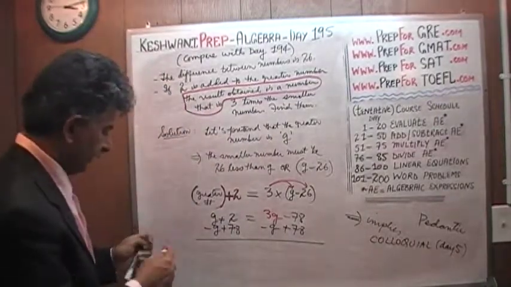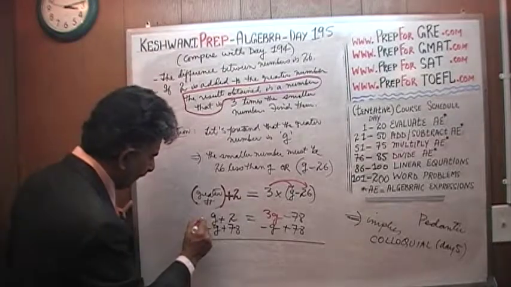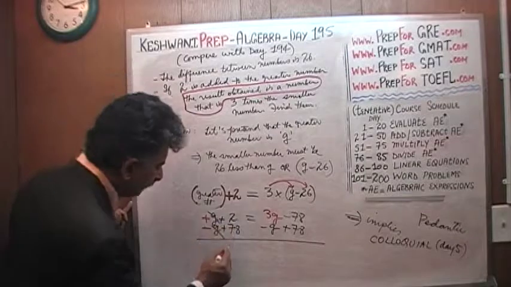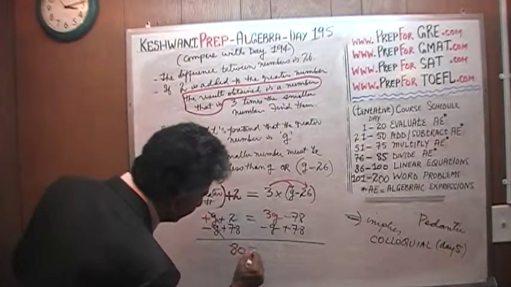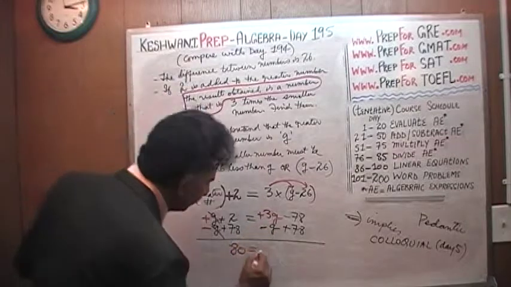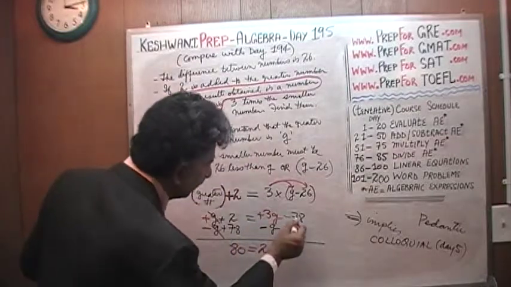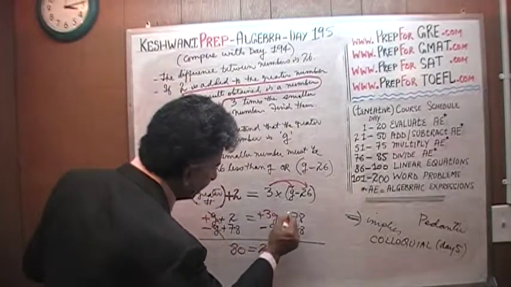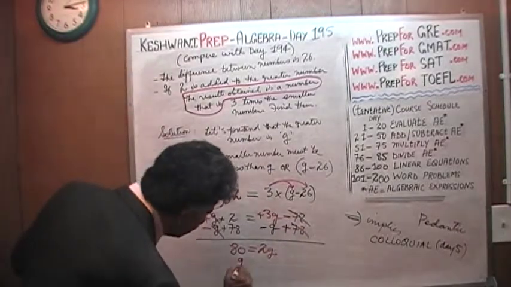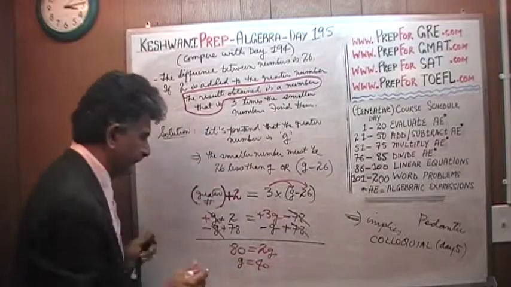So here we have a positive g and a negative g. They cancel out. 78 plus 2 is 80, and that equals 3g. Positive 3g and a negative g gives us 2g's, and this negative 78 and a positive 78 will cancel out. 2g's equal 80, therefore g must be 40.